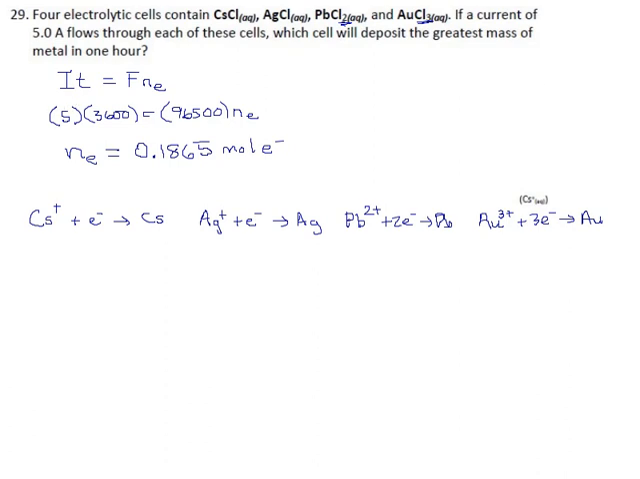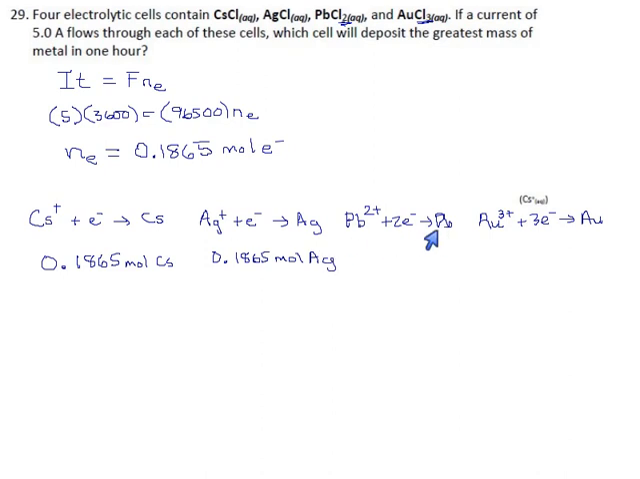Okay. We need these ratios because these tell us how to jump from electrons to whatever metal we're making. For cesium, it's easy. The number of moles of electrons and cesium are 1 to 1. They're exactly the same. So that tells us we have 0.1865 moles of cesium. Silver is easy also. It's also 1 to 1. 0.1865 moles of silver. Lead is not so easy.